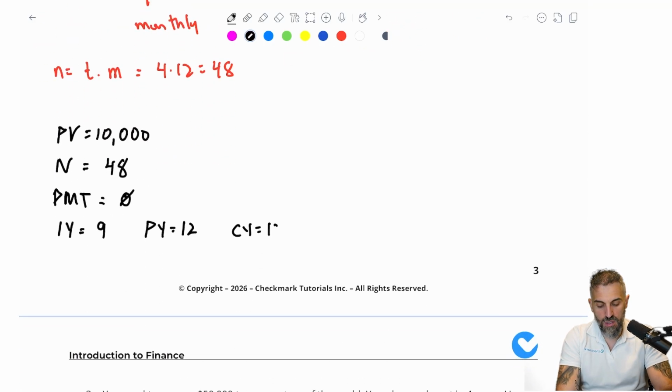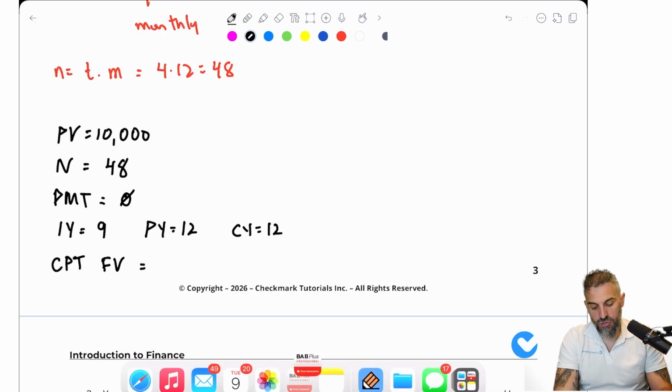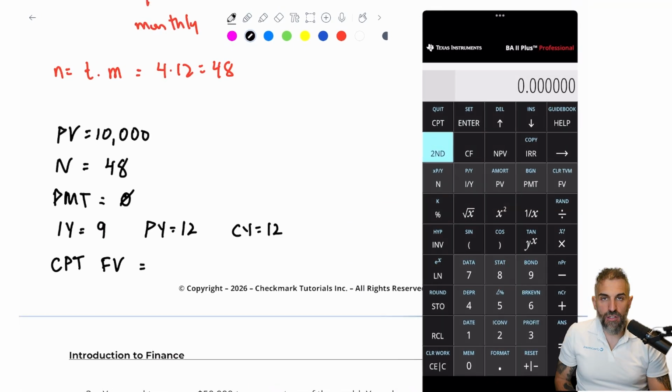For now, when you're just trying to find the present or the future value of a singular number, these 2 should always be the same. So 12 in this case. And then once you've entered all that, you're going to tell the calculator to compute the future value. Okay, so now let me show you how to actually punch it in. When you want to punch values into this calculator, the first thing you do is you enter the number and then you assign it to a variable.